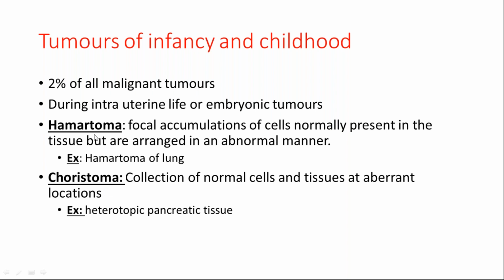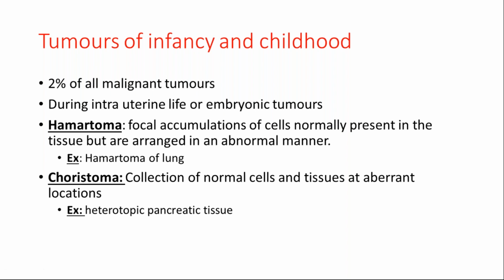The first one is hamartoma. This is a tumor-like condition, that is focal accumulation of cells normally present in tissue but arranged in abnormal manner. For example, hamartoma of lung. Hamartoma of lung means we see multiple tissues like cartilage, muscle, bone, all present within the lung. Normally we see cartilage in bronchus, and other tissues. But when these tissues accumulate and form a mass-like structure, we call it hamartoma.